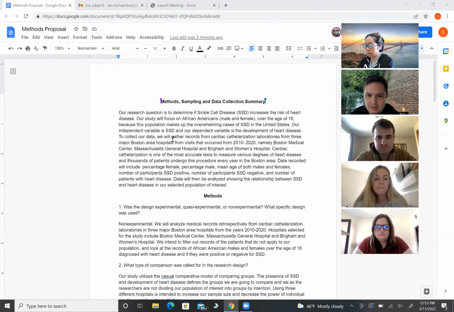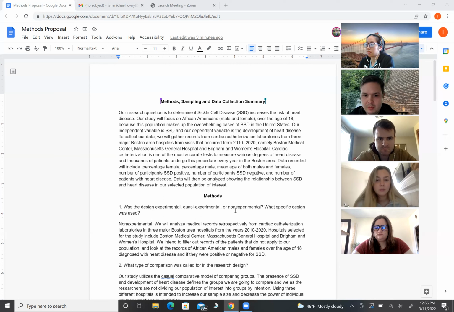To collect our data, we will gather records from cardiac catheterization labs from 3 major Boston area hospitals from visits that occurred from 2010 to 2020. These 3 hospitals identified are BMC, Mass General, and Brigham and Women's. Cardiac catheterization is one of the most accurate tests to measure various degrees of heart disease, and thousands of patients undergo this procedure every year in the Boston area.